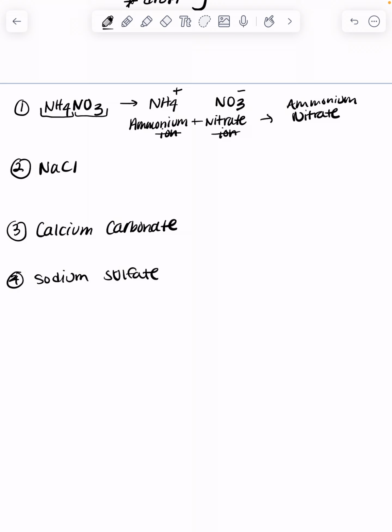So next one, this one should be pretty common. This is table salt, NaCl. I'm going to break this up into my cation and my anion, and just a little hint, usually our cations always come first and our anions always come second. So that'll help you out. But I'm going to break this down.